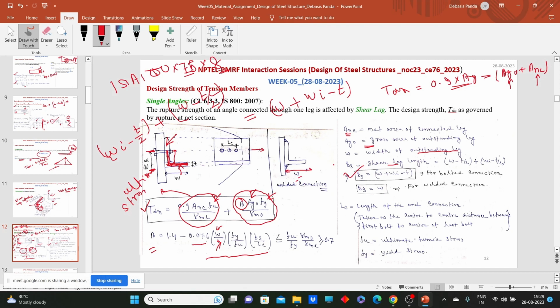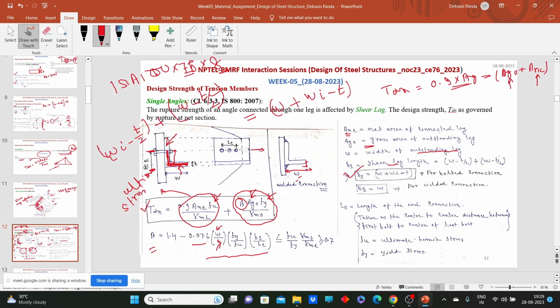While we calculate the design strength for a bolted connection, we have to consider the length from the center of the bolt to the edge, like w plus w1 minus t. And when we calculate the design strength for a welded connection, we need to consider the value from the end of the outstanding leg, or simply the width of the outstanding leg. By this way we can calculate the beta value.